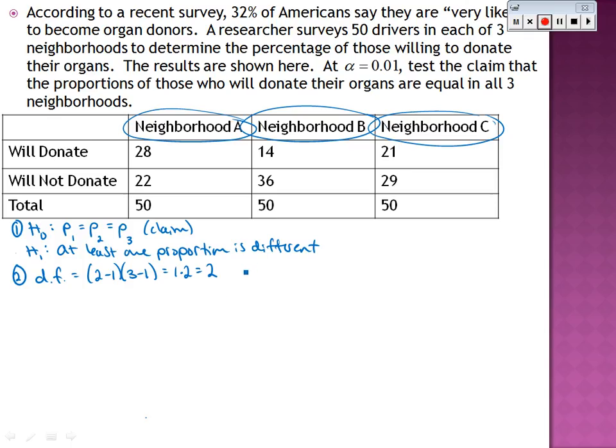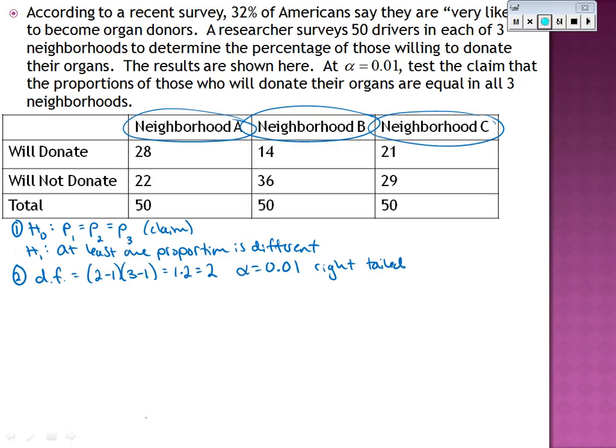Degrees of freedom 2. Alpha is different this time. We're at 0.01. Still always going to be right-tailed. Now I know that throws some people off because now we're seeing equal signs back in the null hypothesis. We're not dealing with anything but right-tailed. There's no inequality in the alternative to tell us different. So we're just sticking with right-tailed.